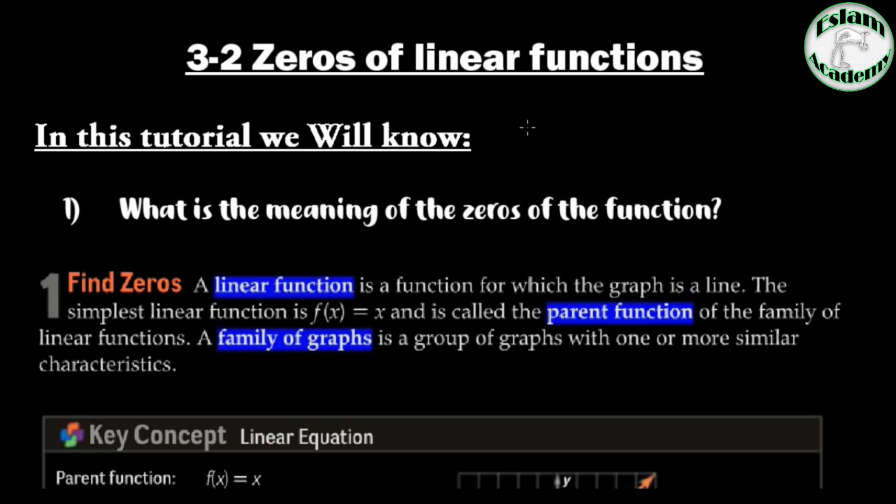Our lesson today is about the zeros of a linear function. In this tutorial, we'll learn the meaning of zeros of a linear function. As we said before, the linear function is a function of the first degree, which is represented graphically as a straight line. The simplest form of the function is defined by f of x equals x, and it's called the parent function.